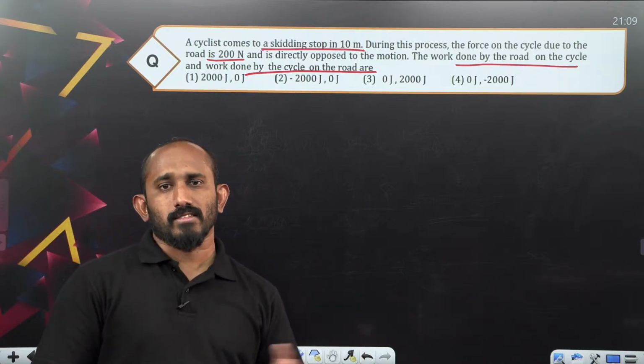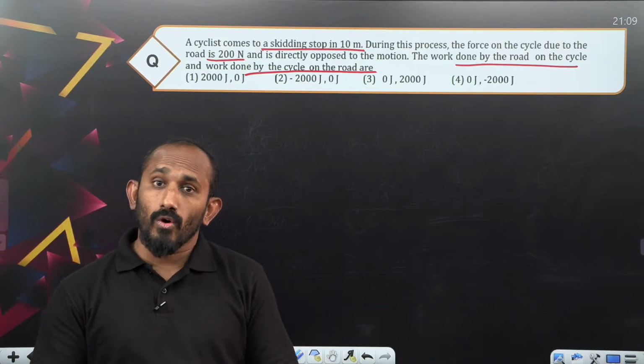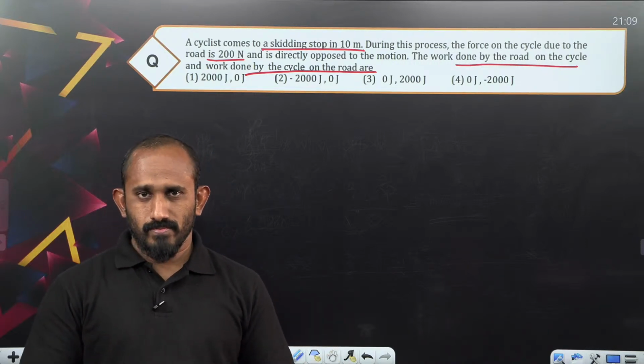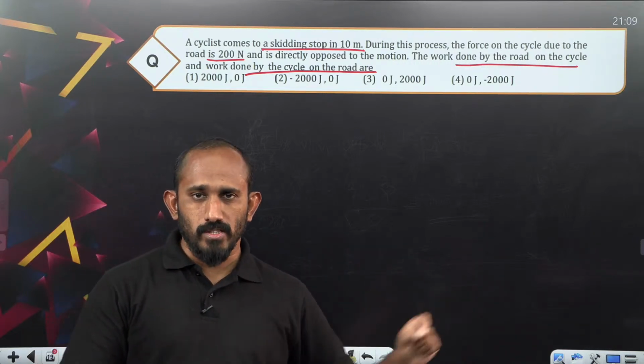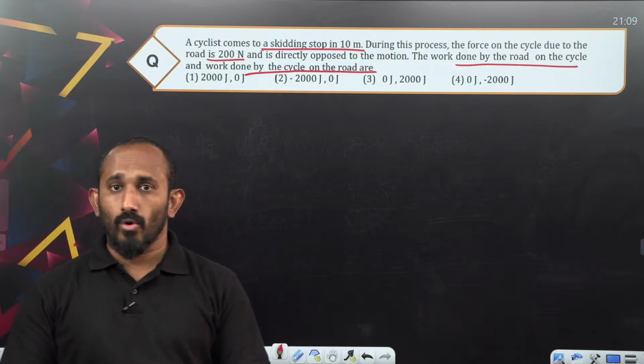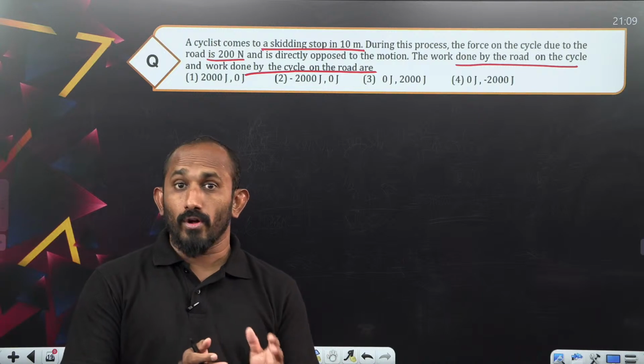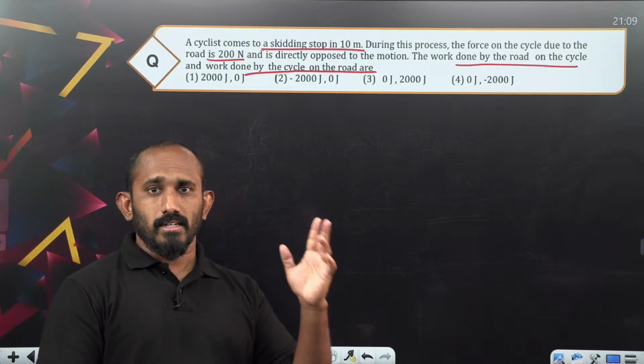So a skidding stop, a cycle is coming. The work done by the cycle on the road will be of course 0. Why? Road is not moving. You know work W is equal to F into displacement. Displacement of the object should be there on which the force is exerted. So cycle is applying a force on road but the road is not moving. So second part is 0 joule.